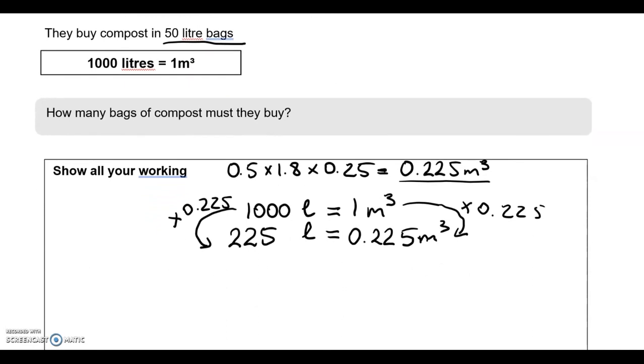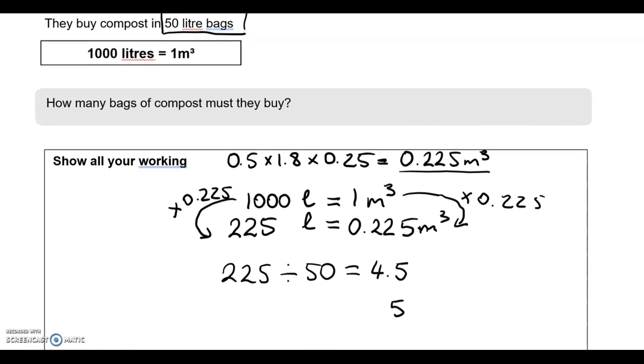Now, the compost comes in 50-litre bags, so we need 225. How many 50s fit into 225? That is 4.5. But of course you can't buy 4.5, so you're going to have to buy 5 bags.